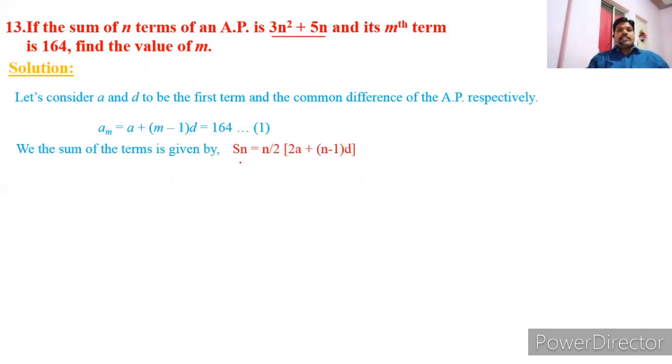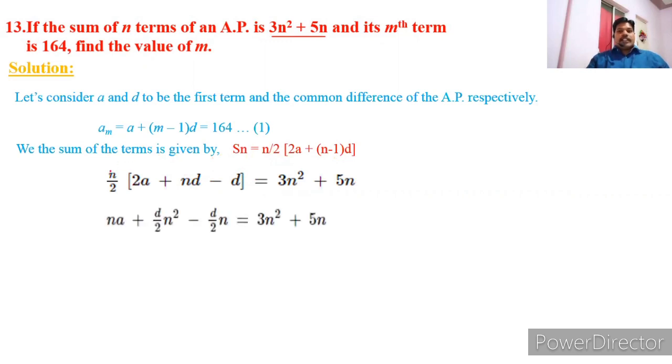So I will take that sum of n terms. What is the formula is n by 2 into 2a plus n minus 1 into d. But already they are given this value is 3n square plus 5n. So that value is nothing but n by 2 into 2a plus, take the d inside. So nd minus d, that is equal to 3n square plus 5n.